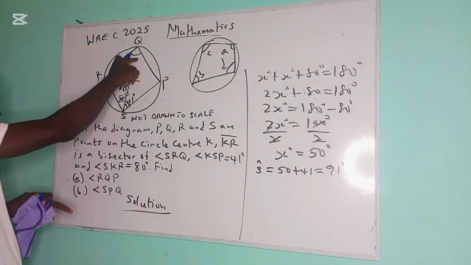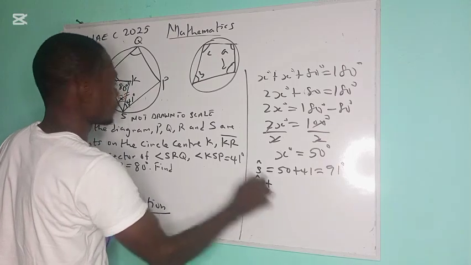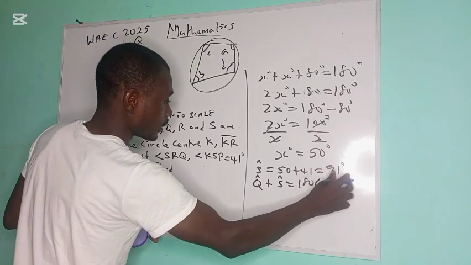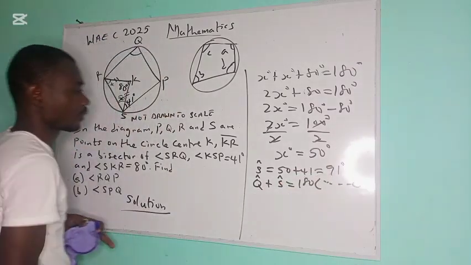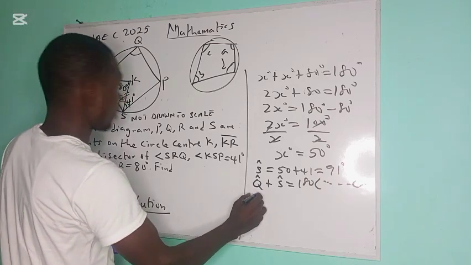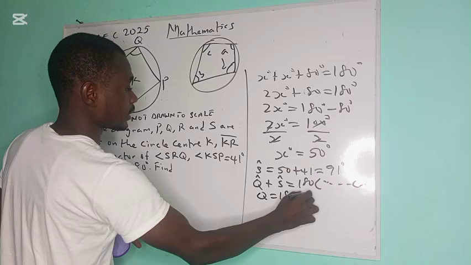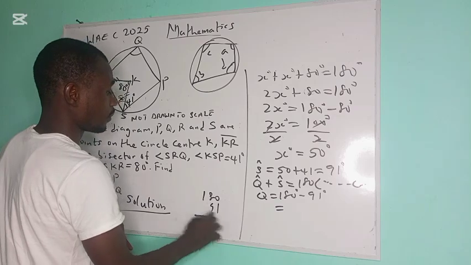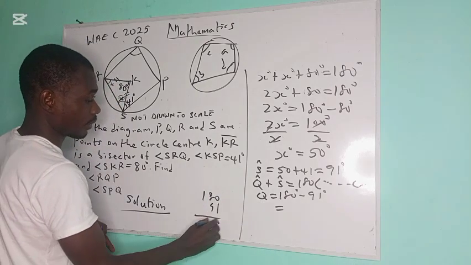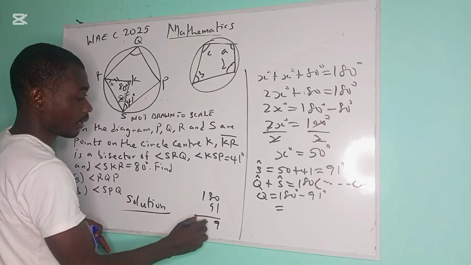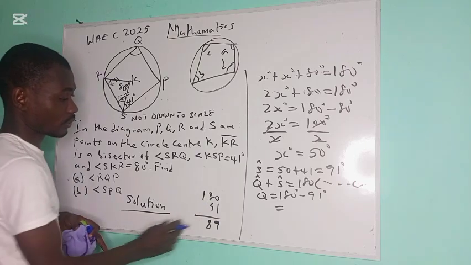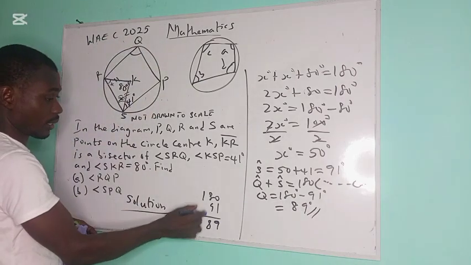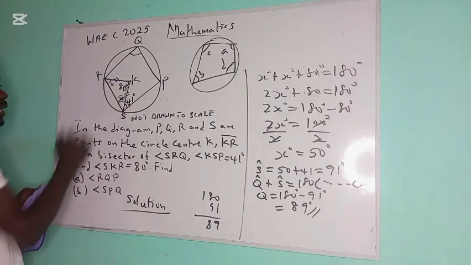Now let's come to this angle. We already know that the addition of this angle plus this angle will give us 180. Why? Because of the opposite angles of a cyclic quadrilateral. So Q is equal to 180 minus 91. When you subtract it, that will give us 89 degrees. So Q is going to be 89 degrees.